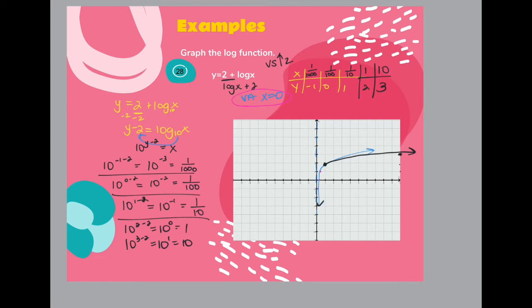So vertical asymptote x equals 0, domain 0 to positive infinity, range all real numbers, x-intercept 1/10. Oh, I circled the wrong one, sorry. It would be 1/100th, 0.